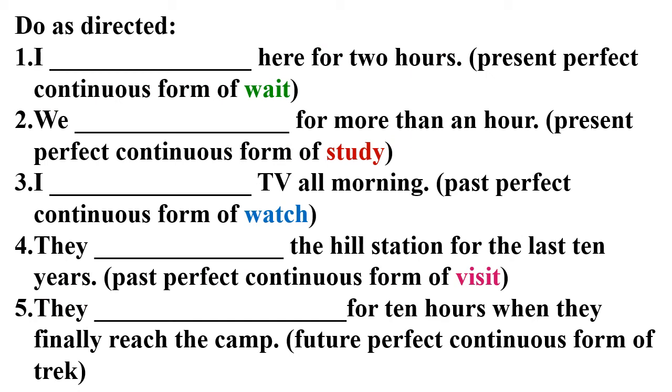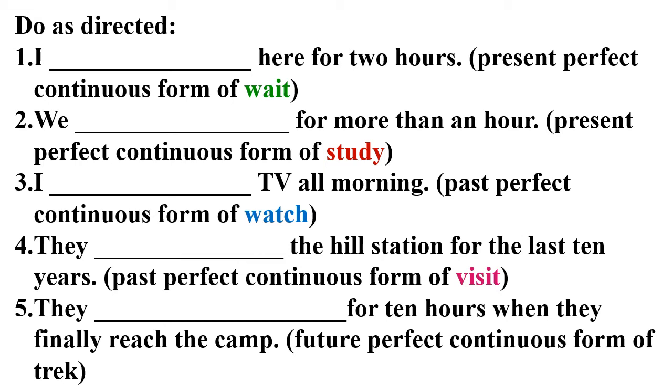Do as directed. It means that each of the following questions is different, and the directions or instructions on how we are expected to fill in these answers are given separately for each question. Look at the first question. I dash here for 2 hours. The instruction is given in the bracket. We have to fill this blank using the present perfect continuous form of wait.